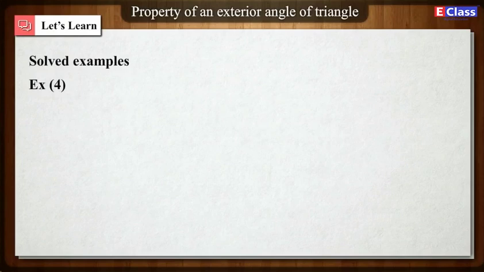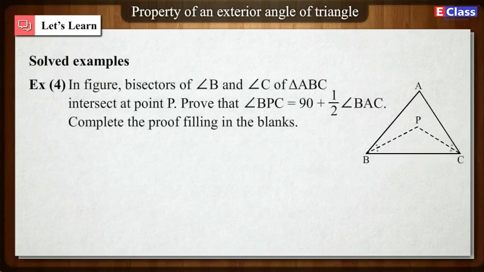Example 4. In figure, bisectors of angle B and angle C of triangle ABC intersect at point P. Prove that angle BPC is equal to 90 plus half of angle BAC. Complete the proof filling in the blanks.